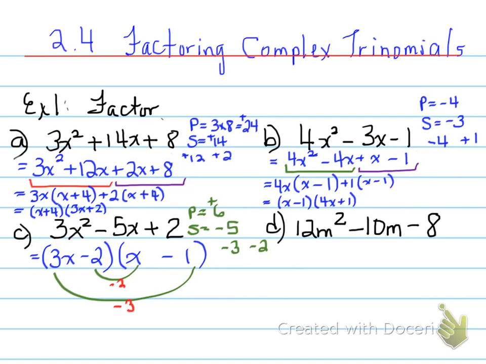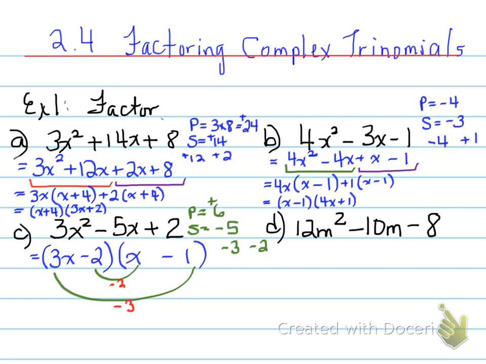Let's check these answers. 3x times negative 1 is negative 3x. x times negative 2 is negative 2x. Negative 3x plus negative 2x is going to give you negative 5x. 3x times x will give us 3x squared. And negative 2 times negative 1 will give us positive 2. So when we FOIL this out, it will give us the answer. And that's the way to check your answer.